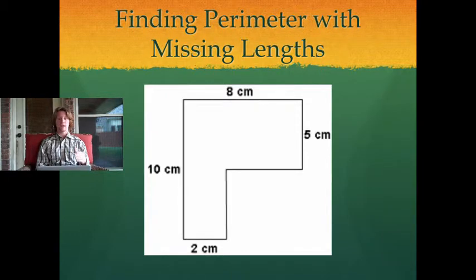Okay, so you should have gotten 6 centimeters and 5 centimeters. You find the 6 centimeters by subtracting 2 centimeters from 8 centimeters. And then you get the 5 centimeters by subtracting 5 centimeters from 10 centimeters.